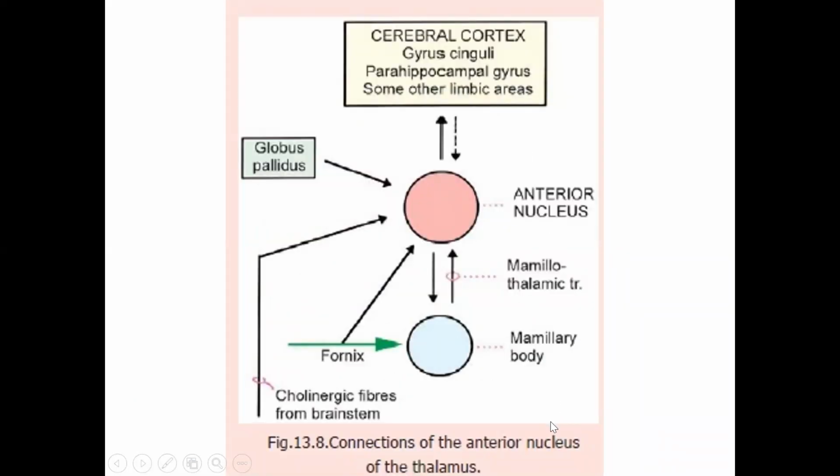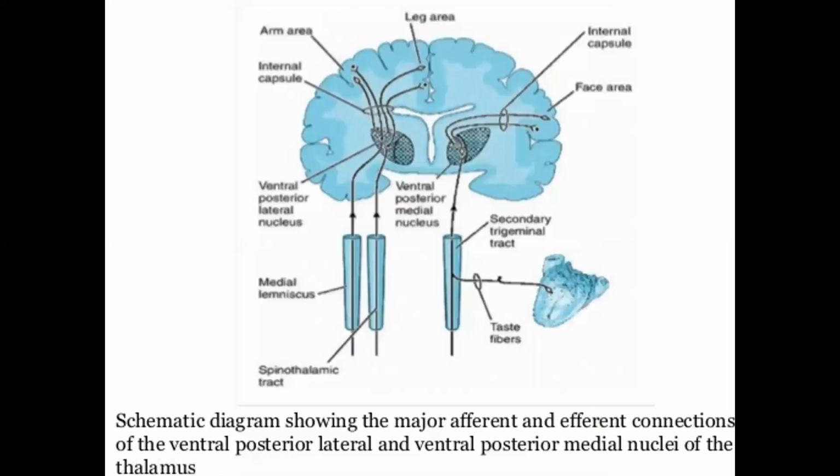Again, connections of anterior group of nucleus, you know that it is from the main components of the Papez circuit, that is the mammillary body connections, which is important for the memory and emotions. Again, lateral group of nuclei, mainly VPL and VPM, that is ventroposterolateral and ventroposteromedial, which receive the signal from the medial lemniscus, that is the dorsal column pathway.